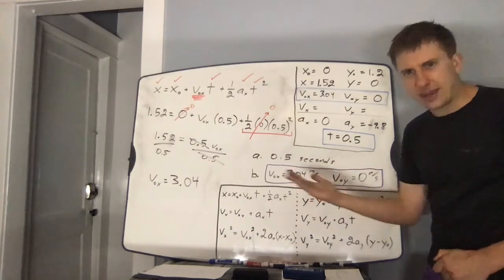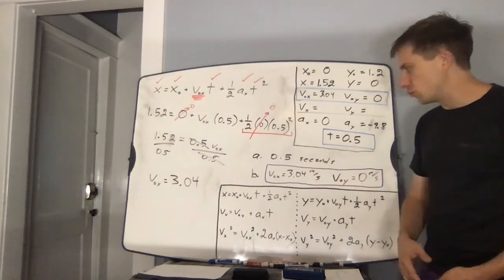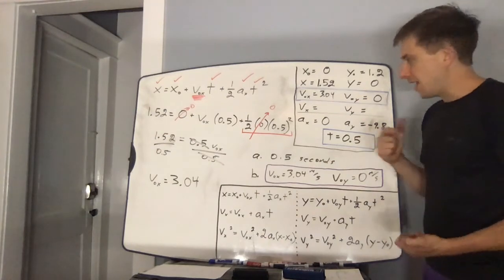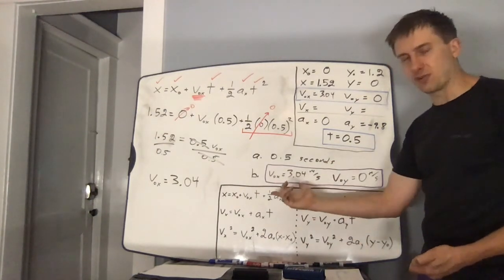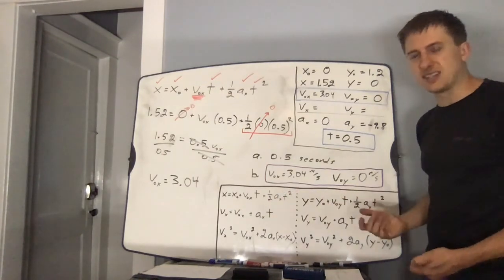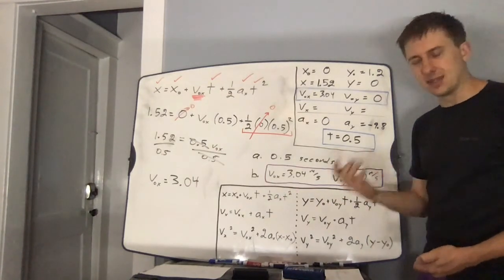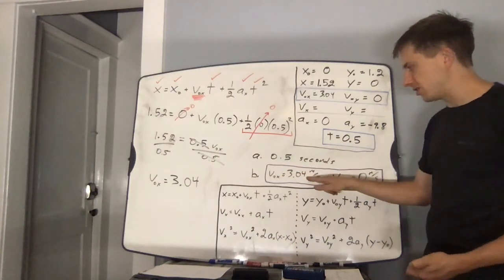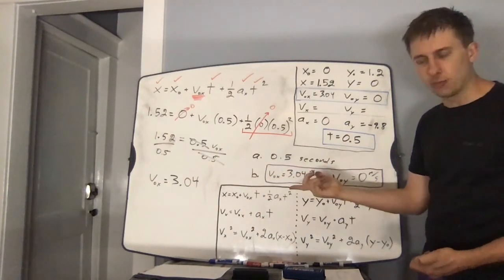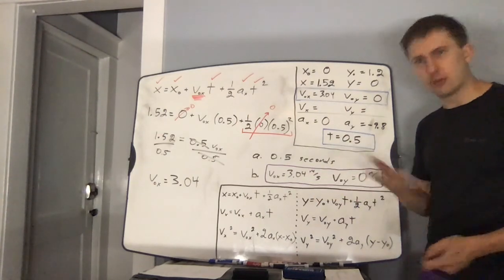Another way to correctly answer part B would be to say the ball has a velocity of 3.04 meters per second, moving in the positive x direction. And so if you were to explicitly state what direction the ball is moving in, and then tell me the magnitude of that vector, that would also be acceptable.